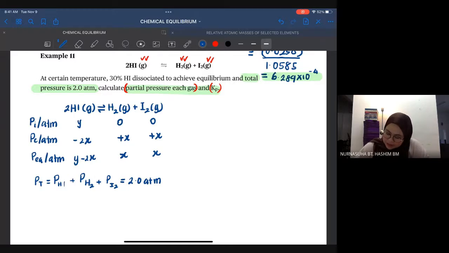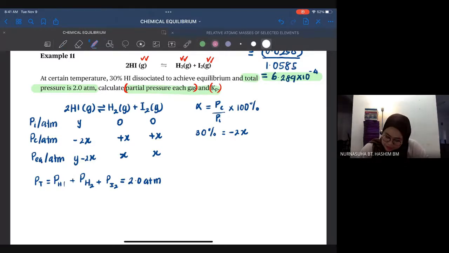Okay, next, dia ada bagi alpha. Kita tahu alpha equals to change in concentration. Sekarang ni kita deal dengan pressure. So, change in pressure over initial pressure times 100. Dia ada bagi dissociation tu 30%. Change in pressure kita adalah negative 2x. Cuba tengok kat sini. Yang dissociate adalah hydrogen iodide. So kita fokus dekat hydrogen iodide.